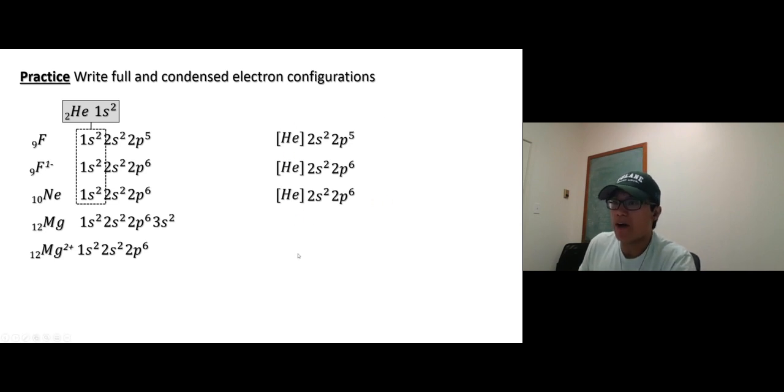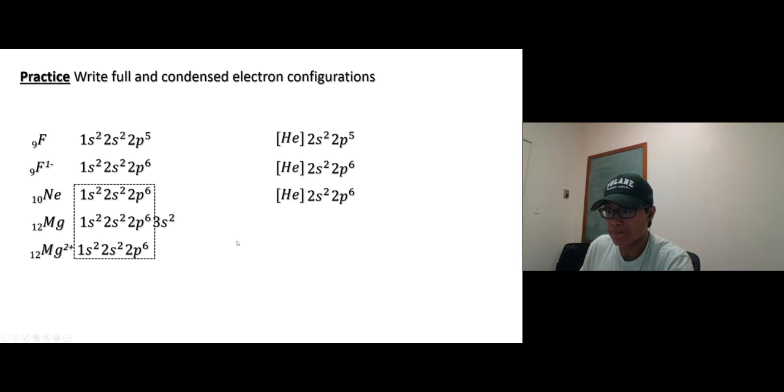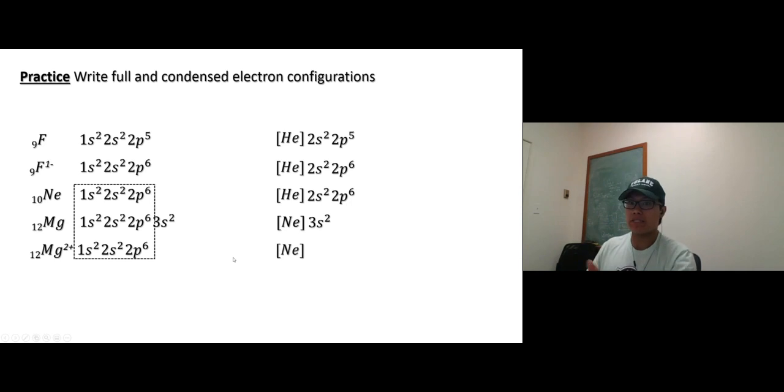Okay. For magnesium, it's getting long now. So magnesium is right below neon. That's a new core. Right? So for magnesium, we're going to have neon core and then 3s2. For magnesium 2 plus, it's just like neon. See that? It's just neon. That's it.